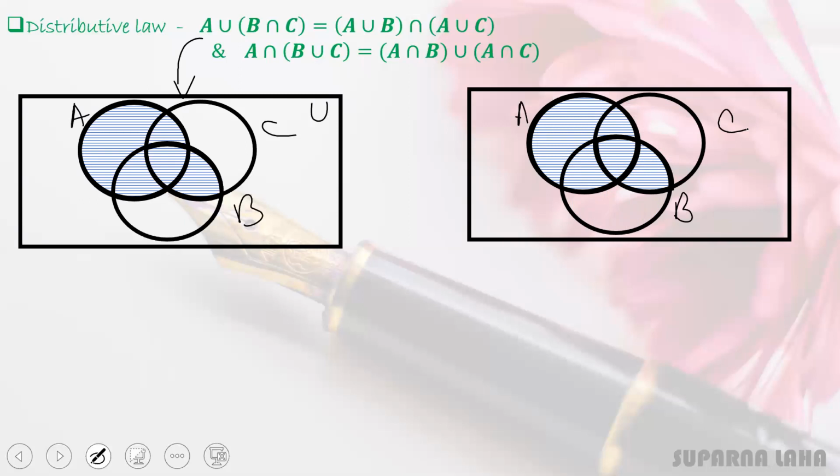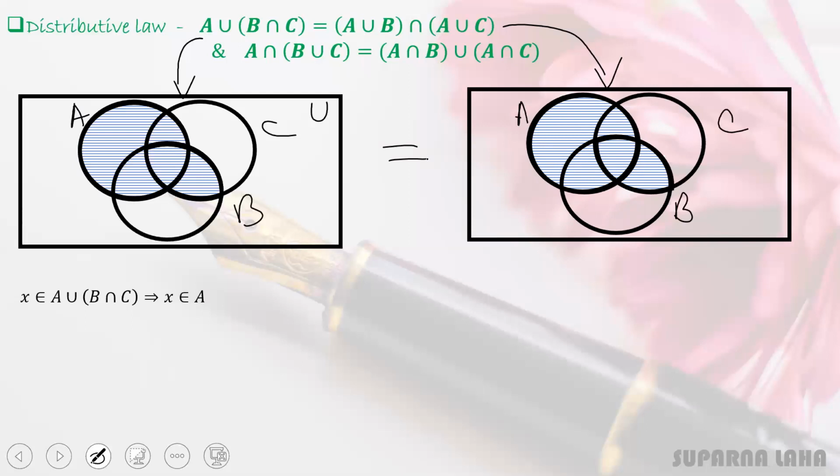You can shade them and the common shaded portion will be this intersection part. Just choose two types of shade and this common shaded portion will be the intersection part. So we proved it by Venn diagram, that is they are equal. Now let's prove it by the mathematical expression.